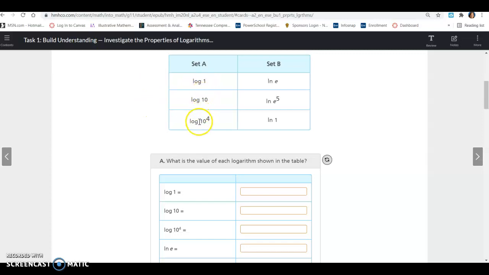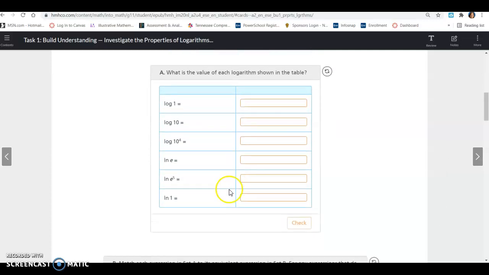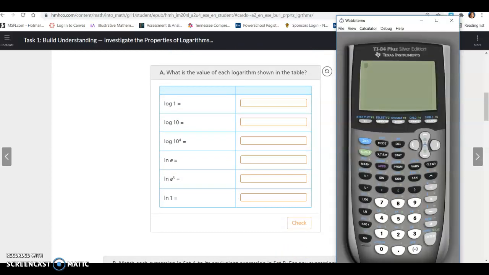Okay, so these are our logs. And remember, if there's no base, we assume that to be base 10. So we can assume that set A has base 10. Set B has ln, and anytime we have ln, we assume that to be base E. And since we don't see a base here, we know that's base E. So we can use our graphing calculator to evaluate these.